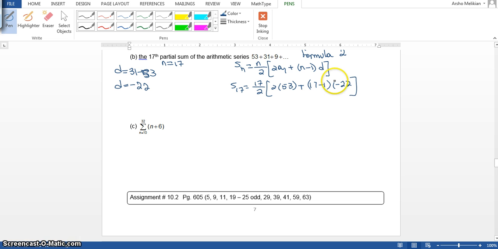Okay? Everybody okay over there? When you put all that into the calculator, we have that S17 is equal to 17 over 2 times negative 246. So S17 equals negative 2091.